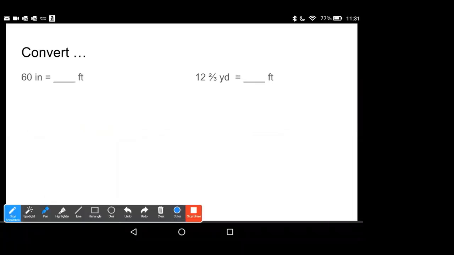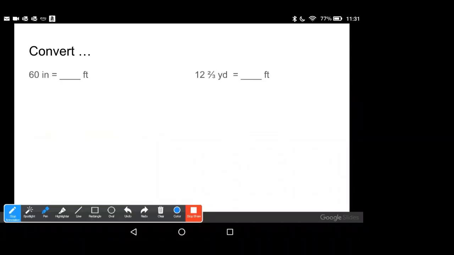Okay, so 60 inches, and I did this because this is how it looks in your workbook. It's not written out, it's actually in the abbreviation. So in is inches, ft is feet, yd is yards. So you kind of use your abbreviations a little bit. So 60 inches into feet.